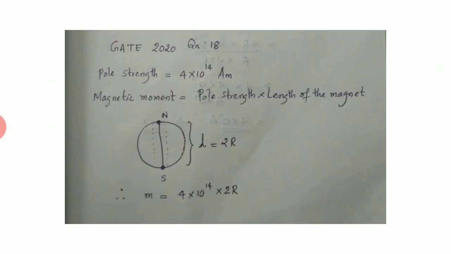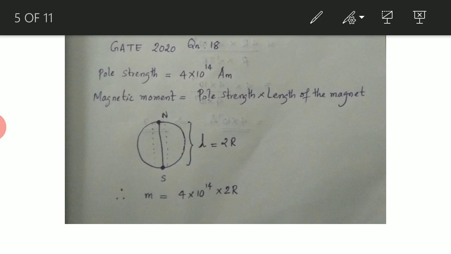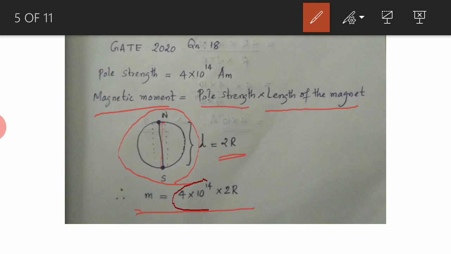So let's find out the meaning of the term pole strength. The relation between pole strength and magnetic moment is given by magnetic moment equal to pole strength into length of the bar magnet. If Earth is assumed as a bar magnet, its length will be 2r, the diameter of the Earth. So the magnetic moment associated with the Earth will be the pole strength 4 into 10 raised to 14 into 2r. The tricky part in this question is understanding the term pole strength and finding the magnetic moment of Earth from the pole strength value.